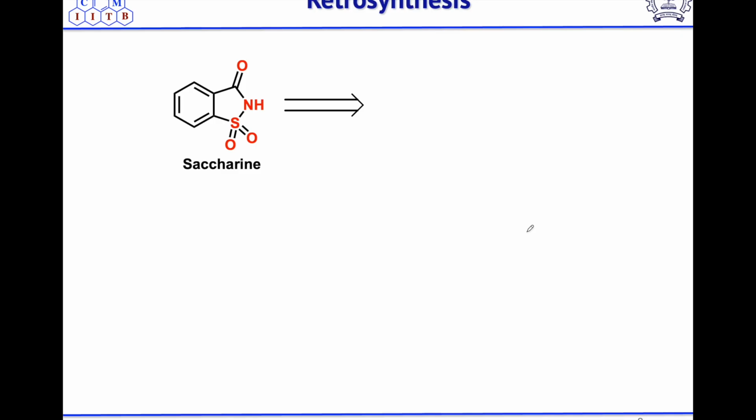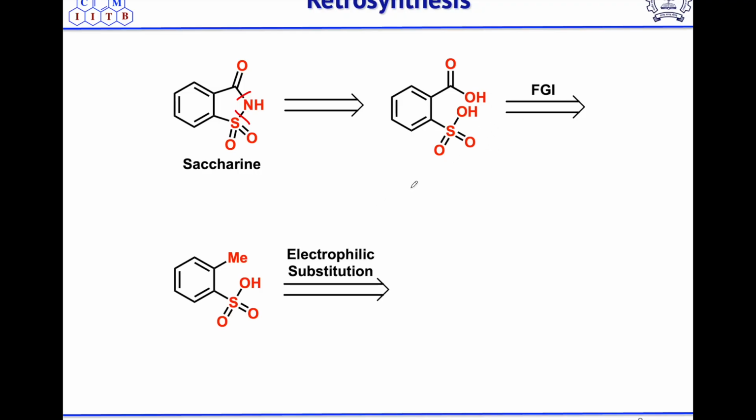So how can we synthesize it in the lab? Basically, we can think about this CN bond and SN bond disconnection approach. That will lead to this carboxylic acid and sulfonic acid. Now, from where can we get this derivative? If we do the functional group interconversion, methyl to acid, we could get this carboxylic acid. And we could get this sulfonic acid derivative from toluene via an electrophilic substitution reaction at the ortho position, ortho or para position.